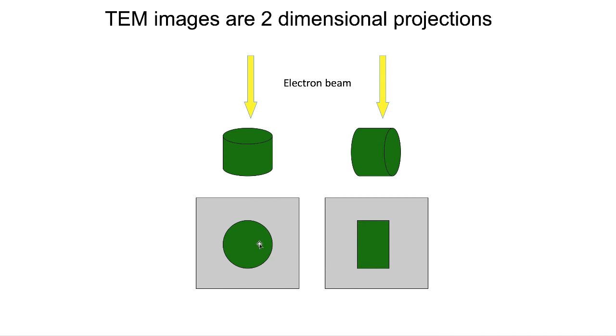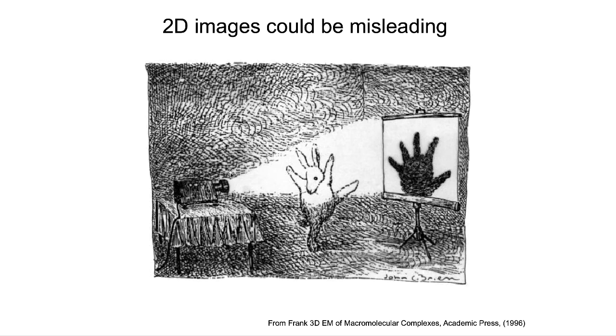So from one projected image, we cannot have a full grasp of the structure in 3D. And this is a cartoon that I stole from a book illustrating the problem of two-dimensional projection of a 3D structure. This dancing rabbit in front of the beam projector could look like the hand, and the ear and the legs of the rabbit could look like fingers of a hand.